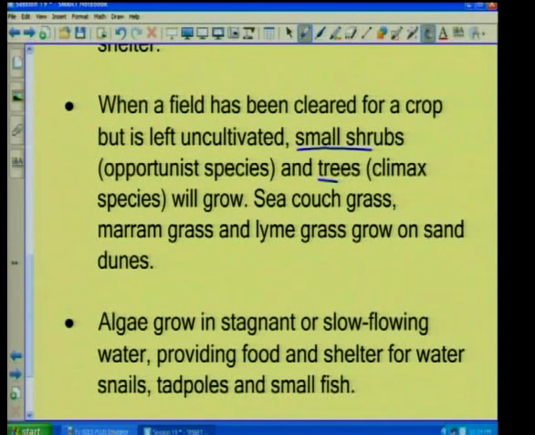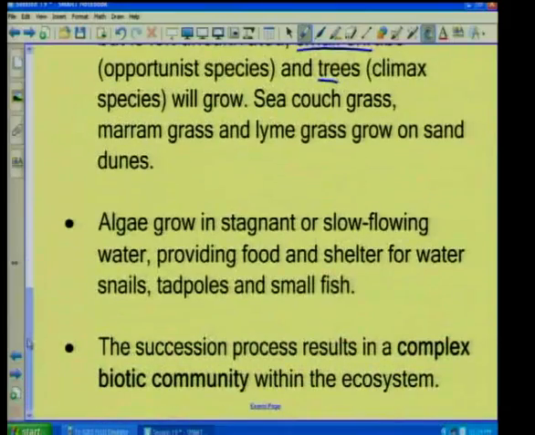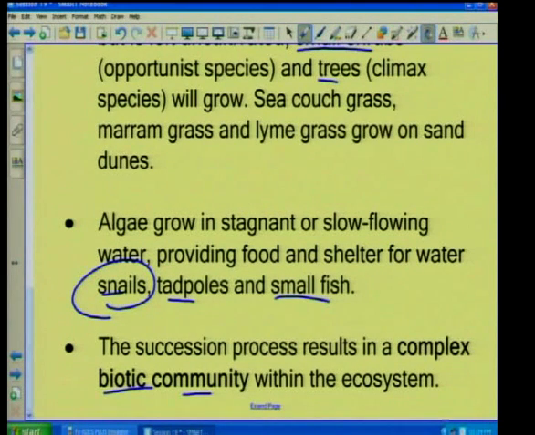You're going to get your grasses and marram grass and lime grass and little, all grow on your sand dunes and things. Okay? Algae will grow in stagnant water or very slow-flowing water. And that's going to give shelter to little snails and tadpoles and small fish. And it's those snails with a very slow and stagnant water that are going to end up with bilharzia, just as a reminder. The succession process results in a complex biotic environment.